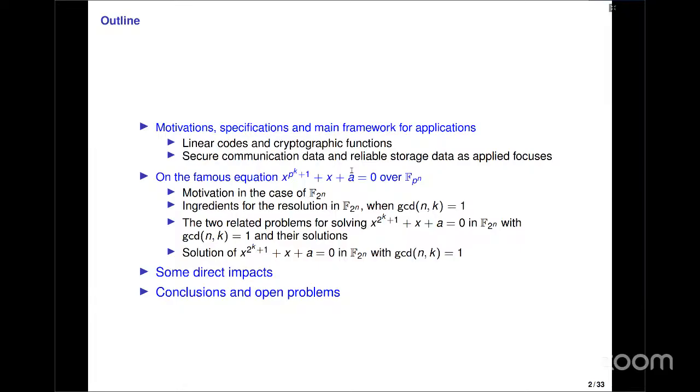We see that we don't know yet. Almost nothing is known, except in very specific easy cases. I will focus on this equation: x to the power p plus 1, plus x plus a equals 0, over a finite field for other p, where a is of course not equal to 0. We discuss this equation because it has a big impact.